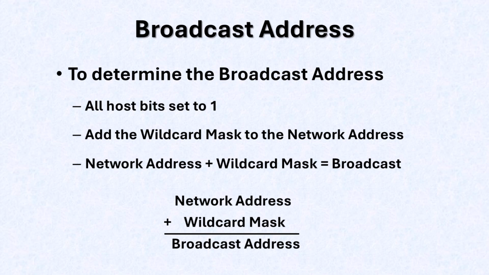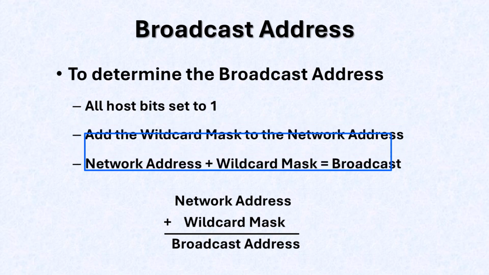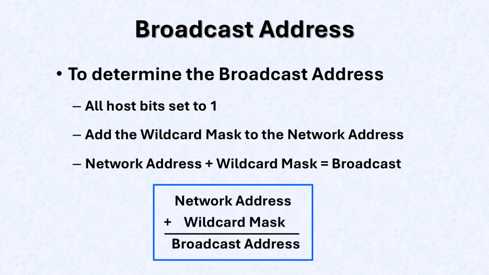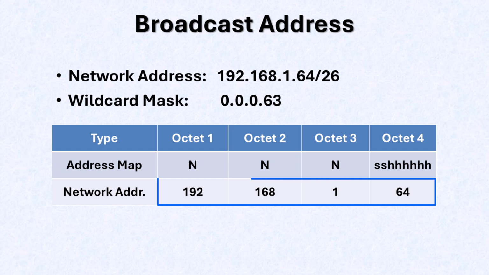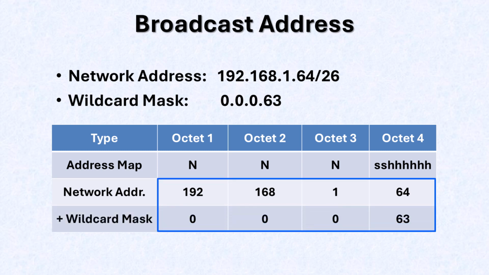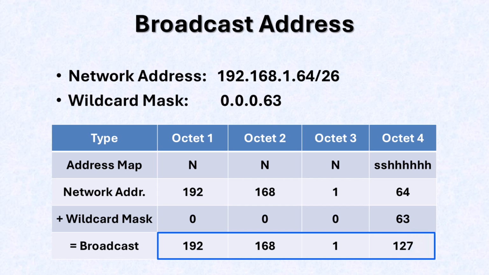Before we determine the last usable, or assignable, address, it is typically easier to determine the broadcast address first. The broadcast address has all the host bits turned on, meaning set to 1. To get the broadcast address, we can add the wildcard mask to the network address. Looking at our specific example, add the network address and the corresponding wildcard mask. This gives a broadcast address of 192.168.1.127.